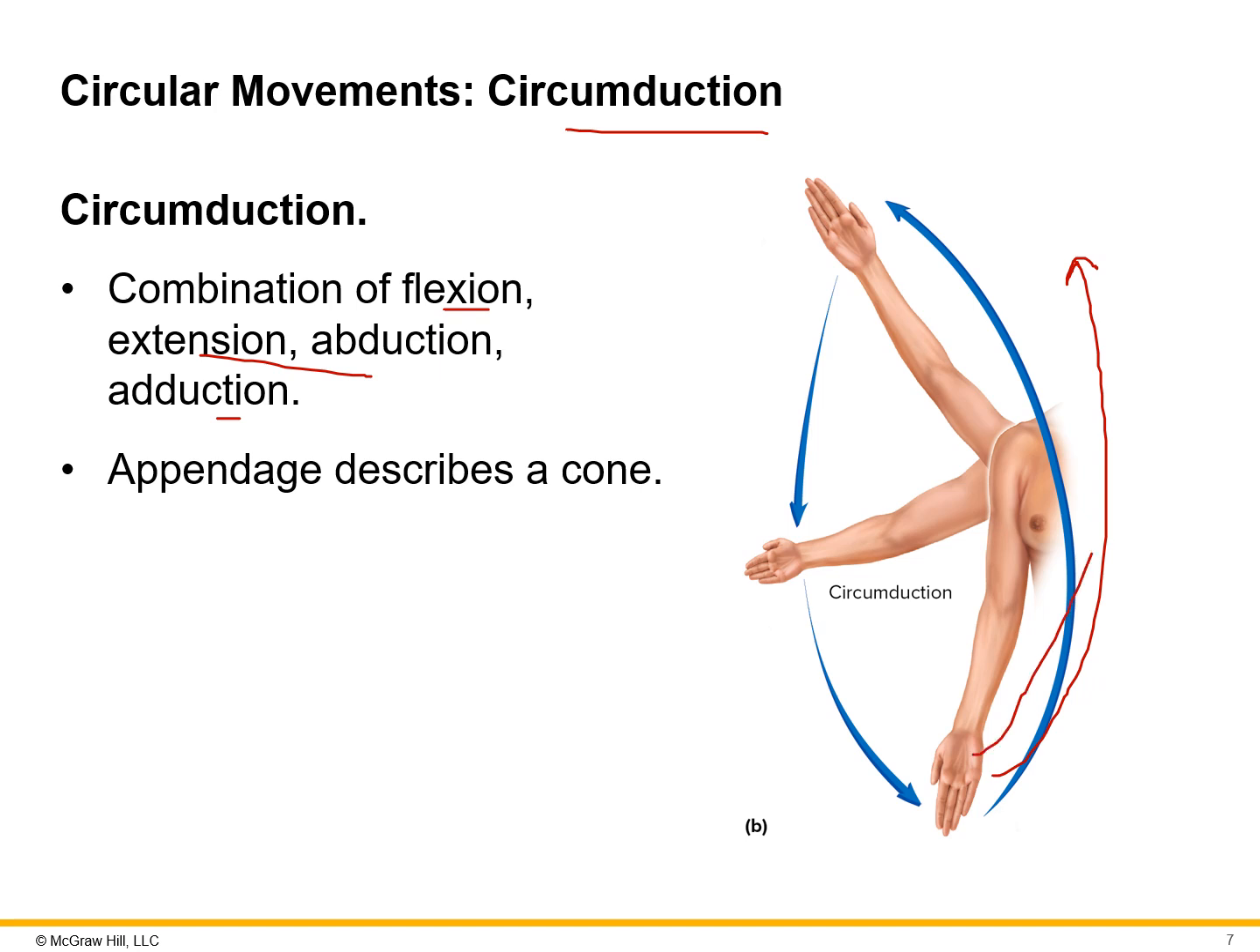Okay, so if we're moving up toward the anterior, that's going to be our flexion. Then extension is when we're going toward the posterior, so combining those two movements. But then also, with our abduction and adduction, we are at different points moving away from the midline. So again, is that abduction or adduction?